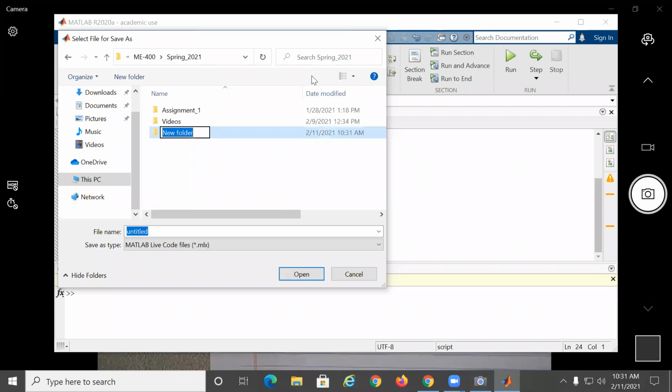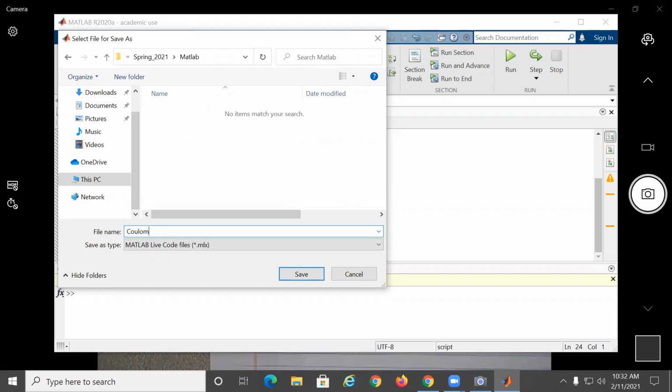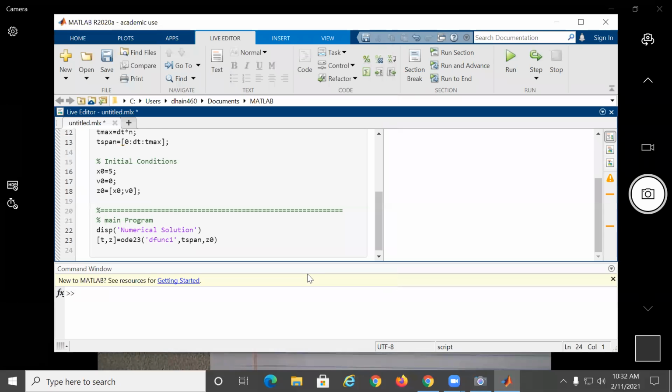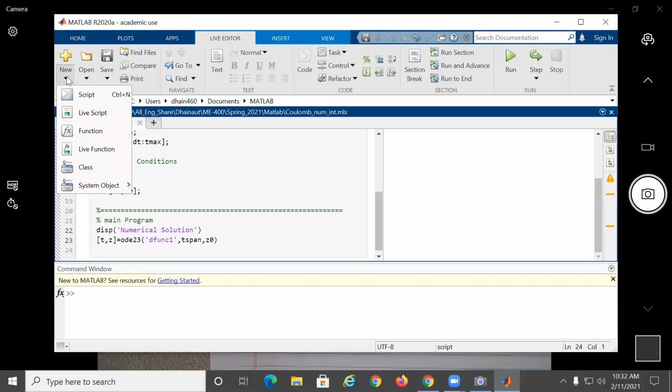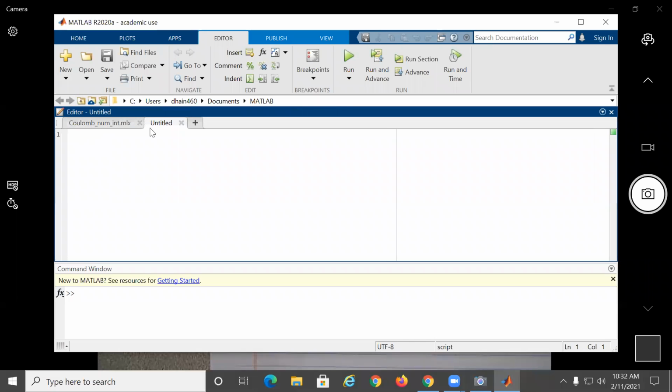So let's see over here, let's say MATLAB. All right, let's say here. Let's just go one Coulomb, numerical integration, save. Okay, the important part here is that now you need to create a new function, so new script, or it should be a new function. Does it give you the option? I define the option from 0, okay? For me, it's easier.